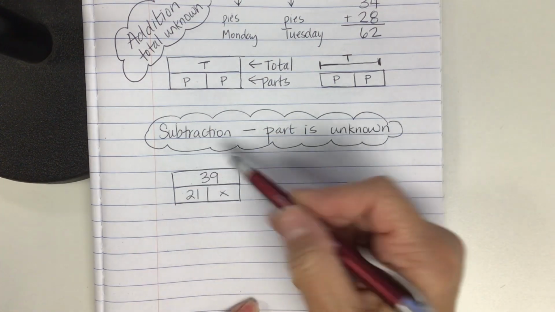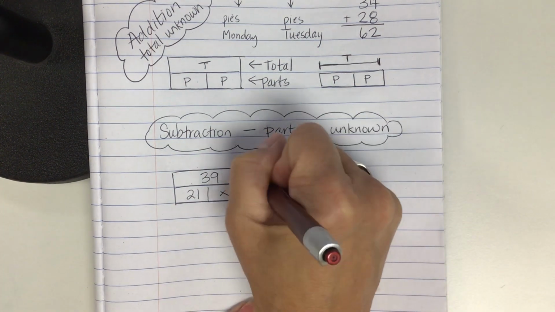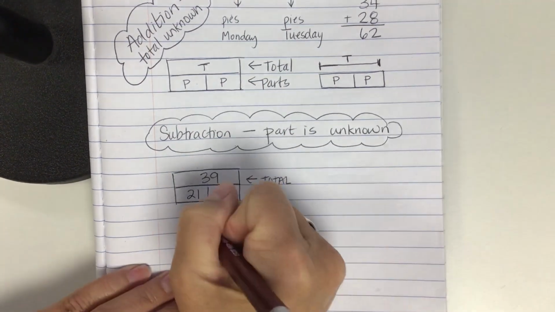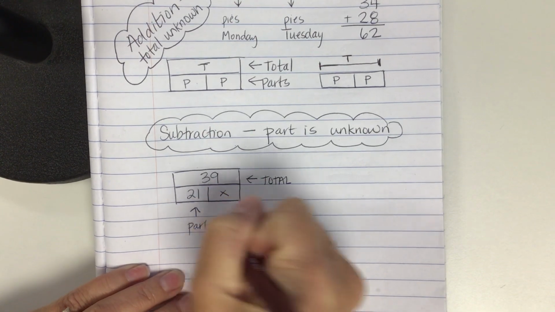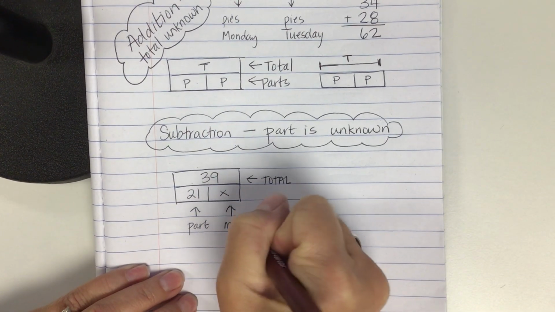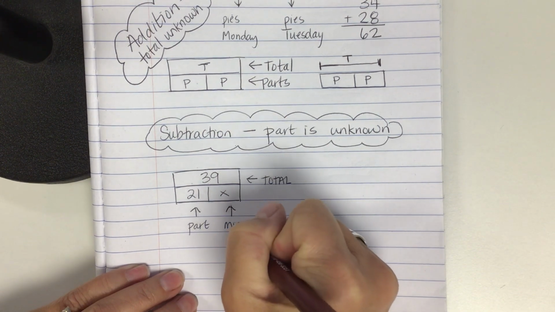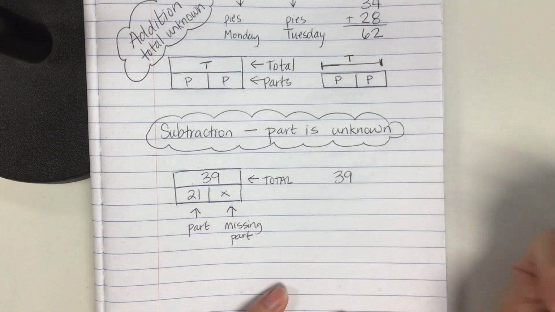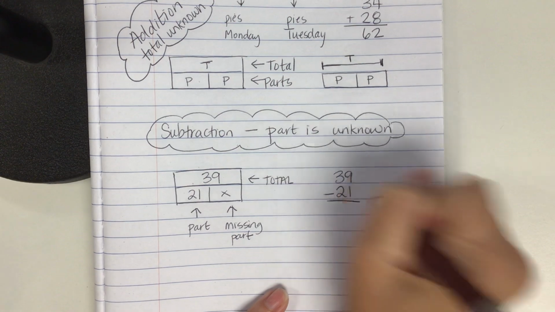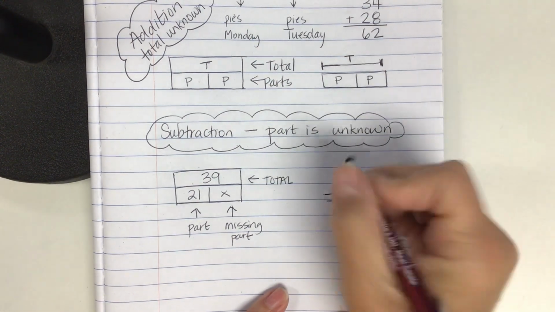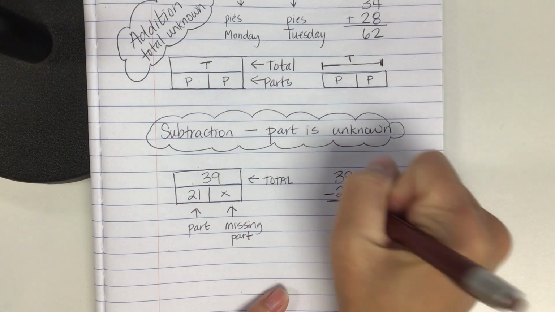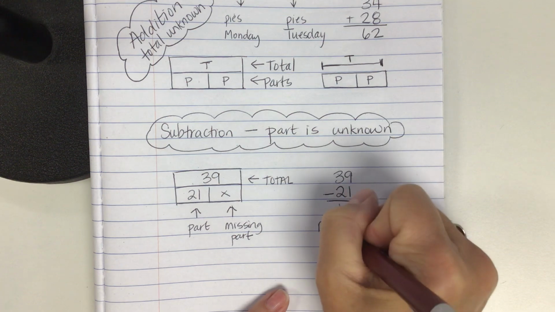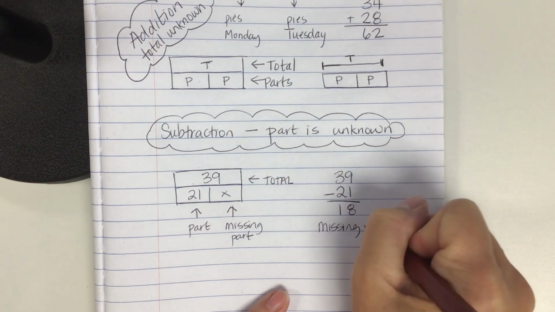So this is a subtraction problem, because what do we know? We know our total. The total is the total number of points. We only know one part. We have a missing part. So when you have a missing part, that is subtraction. Why? Because what do we start with? We start with our total. And we take away a part. 9 minus 1 is 8. 3 minus 2 is 1. So this missing part is 18.